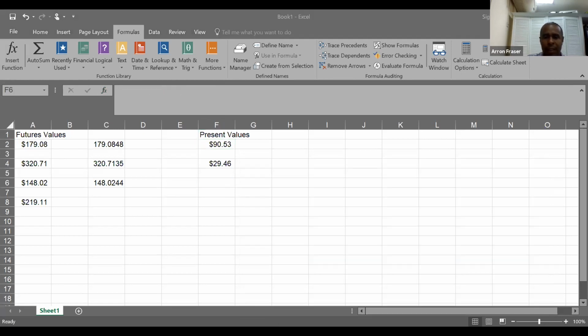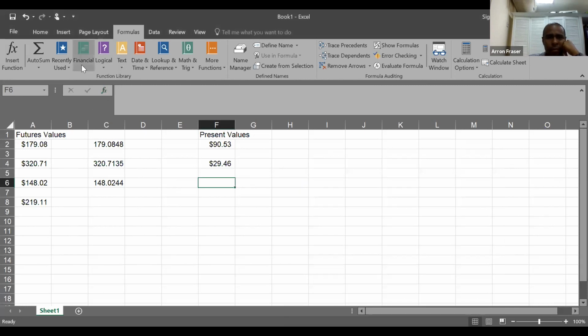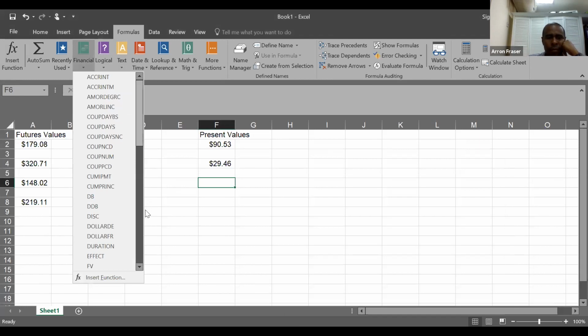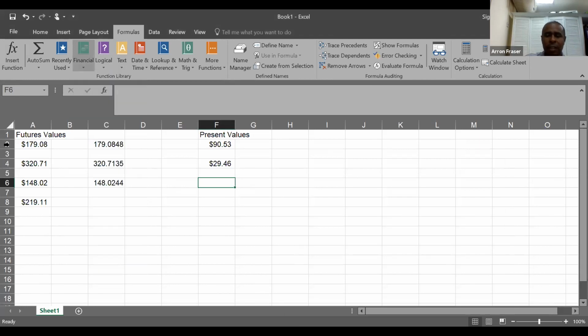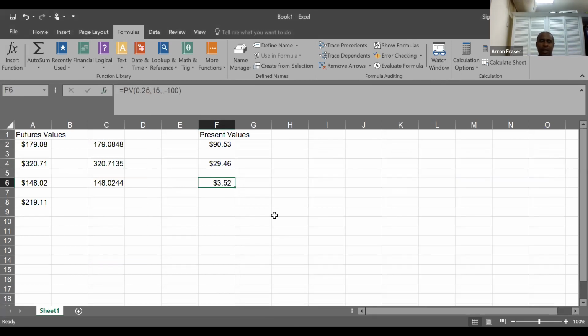So if we go to C, you're trying to establish a present value of $100 with a discount factor of 25% for 15 years. So the discount factor is 25%, 15 years, and it's $100. So you should get $3.52.